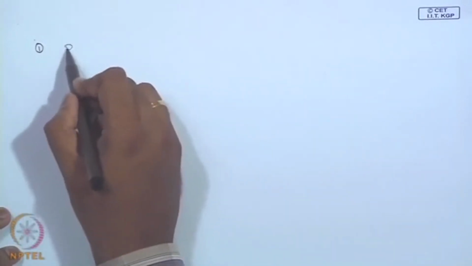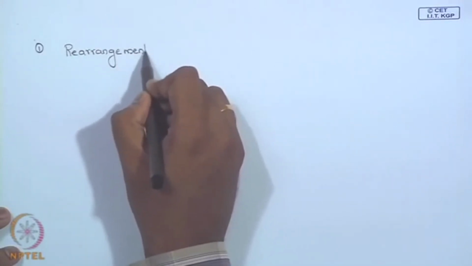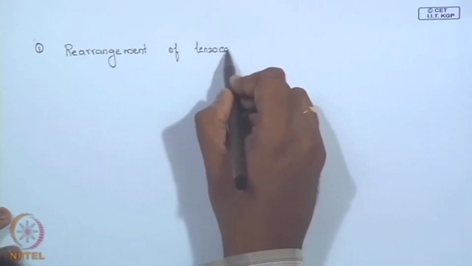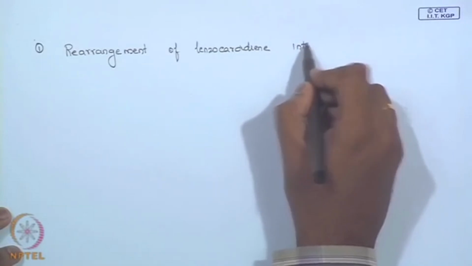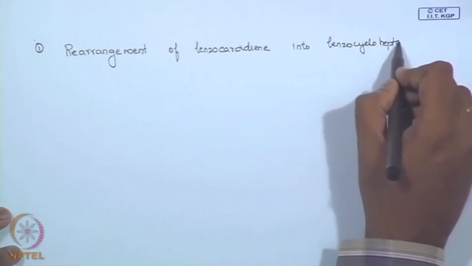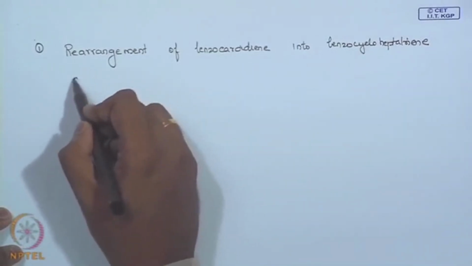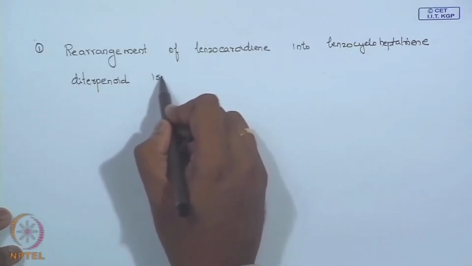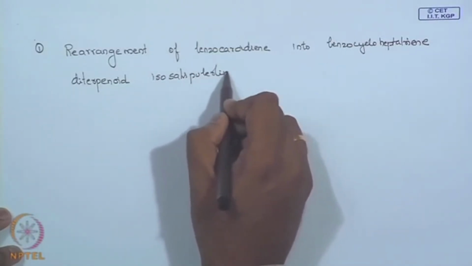This we will say is a rearrangement of benzocation into benzocycloheptatriene. Okay. This is benzocycloheptatriene. You will see this is a diterpenoid. It is nothing but isosalvipuberline. Okay. It's a diterpenoid type of molecule.